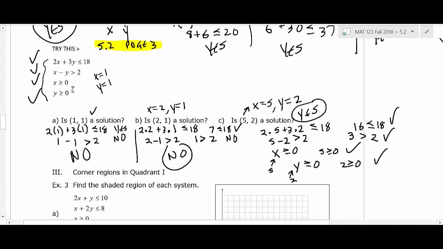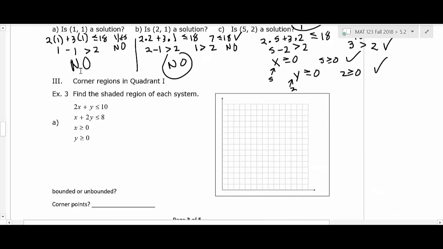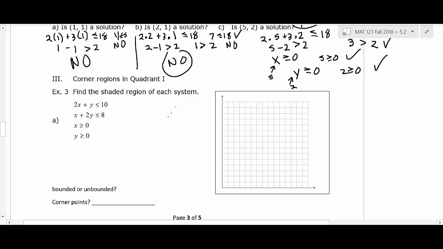All right, now what we're going to get into in this example is we're going to learn how to do the graphs of this type of system of inequalities. So we start this kind of like this. Now we're going to do this in a little bit different way with intercepts. So let's start by writing down the first inequality, 2x plus y less than or equal to 10. Now you could solve for y if you want to.